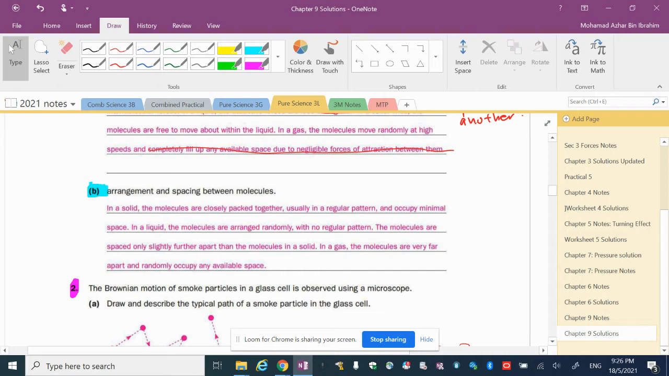All right. The next question, arrangement and spacing between molecules. Yes, molecules in solid are packed close together in a regular pattern. These both must be present for you to get a mark. Minimal space, all this, no need. In liquid, the molecules are arranged randomly is correct. Either just say randomly or no regular pattern. No need to say both at the same time. In terms of spacing, the molecules in liquid are slightly further apart, so you need these 2 points. In gas, the molecules are very far apart. Talk about the distance. And they are random. Yes, they are random. So you need to say all of this.